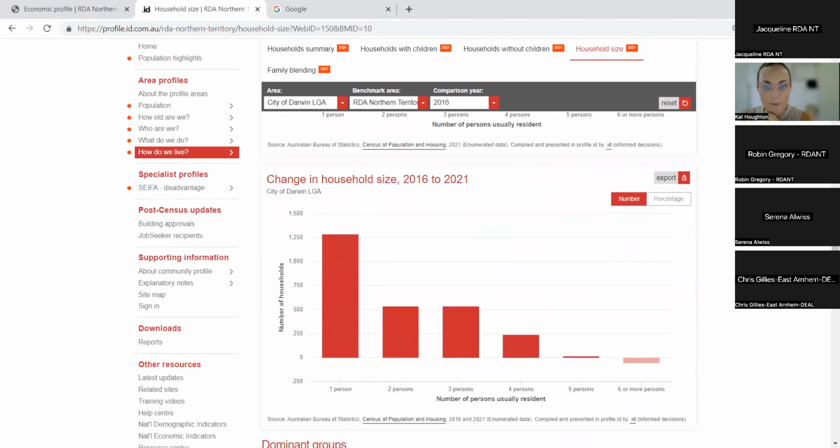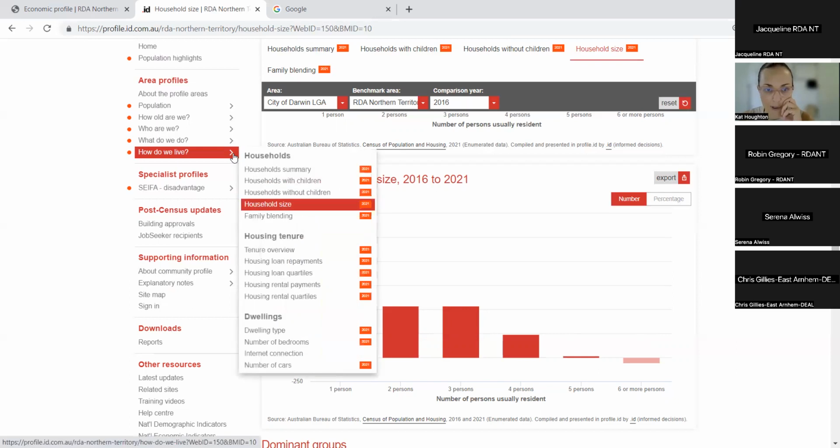When we move down and we say, okay, well, how has that changed? We can see it has mainly changed through our lone person household, through that 1-person household. So that's really another really important way of looking at it. It sort of backs up the story that we were looking at previously.